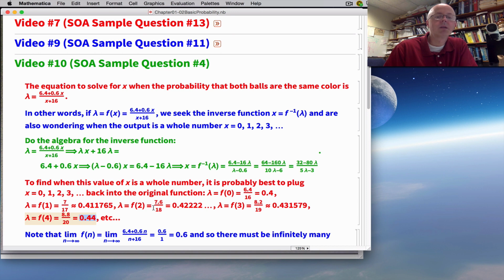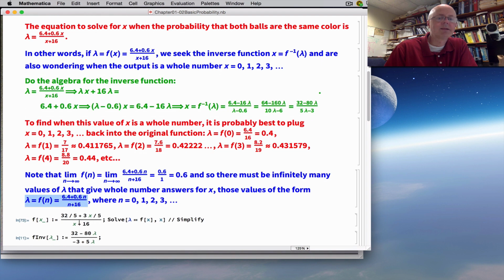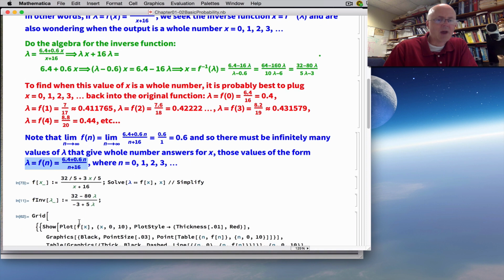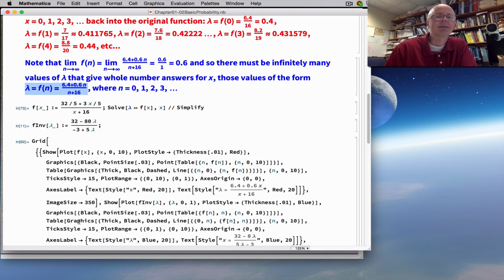Okay? If you like, you can also realize that the limit of these lambda values is 0.6. So there are infinitely many values of lambda that give whole number answers for x, and those are values of the form like this, and I've used an n here to emphasize that the input is a non-negative integer. All right, let's make some graphs. We aren't to the extra interesting thing yet. That's at the very end.